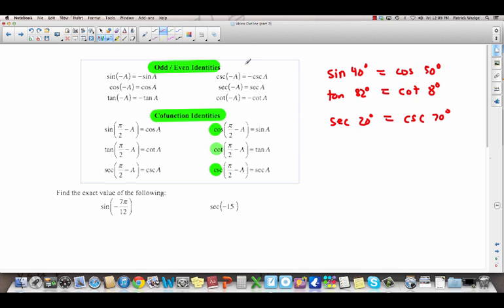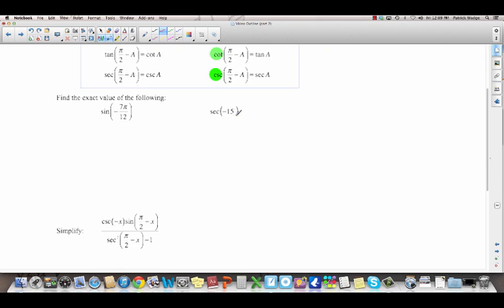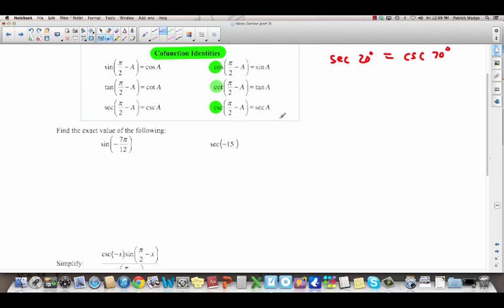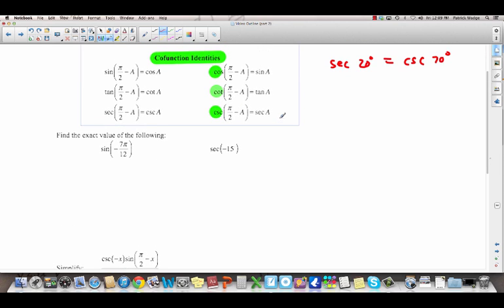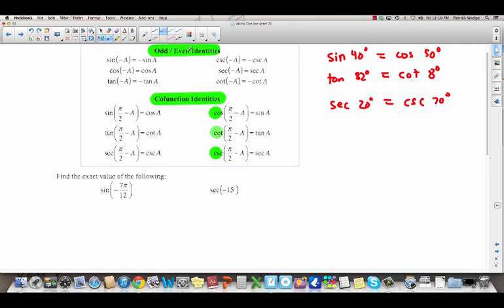Alright, so let's try some of these. We're going to find the exact value of the following. We did this sort of thing last day. I've just put some negatives in this time. So first of all, we can use one of the odd-even identities. If it's sine of negative 7 pi over 12, that's the same as what? Well, we use this identity right here. It's the same as negative sine 7 pi over 12. So we don't have to worry about that negative anymore. We'll just slap a negative on at the end.